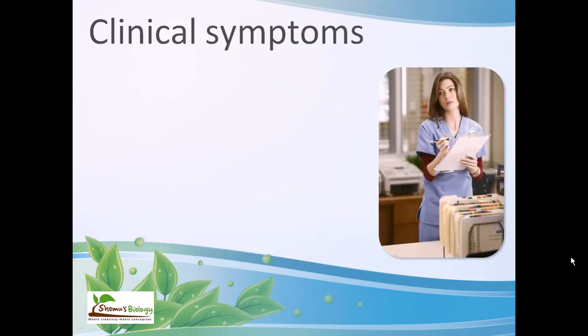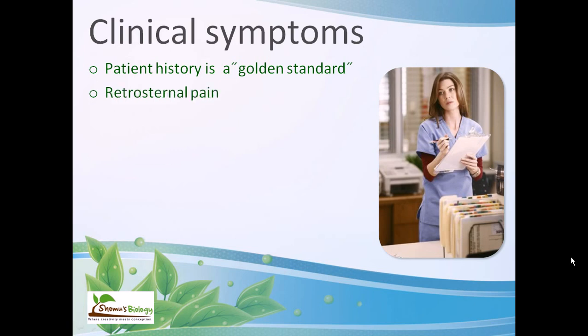Now, the clinical symptoms of angina pectoris can be divided into several parts. For example, the patient's history is one of the most important things people usually look for. It's always the gold standard, people always say, because the clinical history is the most important for any doctor, any medical expert, all the time, because it gives some important insight about the disease. The second thing is retrosternal pain. This is the typical character of angina, so you need to look for that.